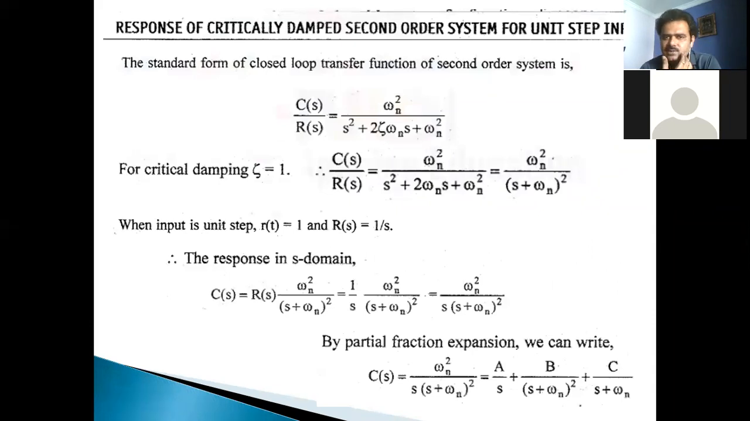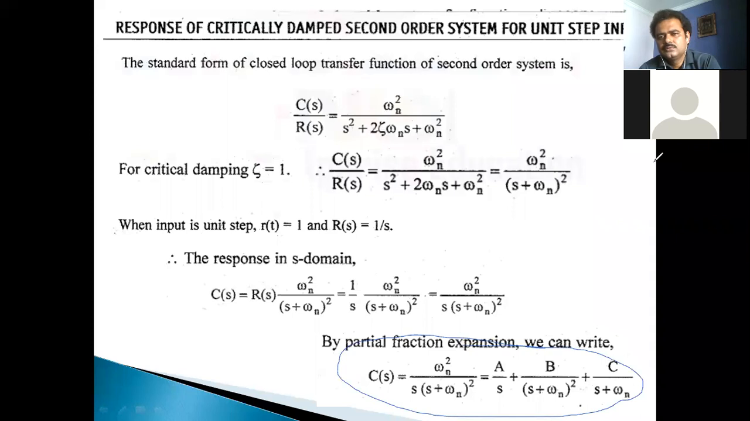So next case, the critically damped case, when zeta is equal to unity. Same procedure we have to follow. R of s is equal to 1 by s, multiply with this, and using partial fractions, in this case, a by s plus b by (s plus omega n) whole square plus c by (s plus omega n). So this is the function we have to find out by partial fractions. In this case, we have to find out the a, b, c values.